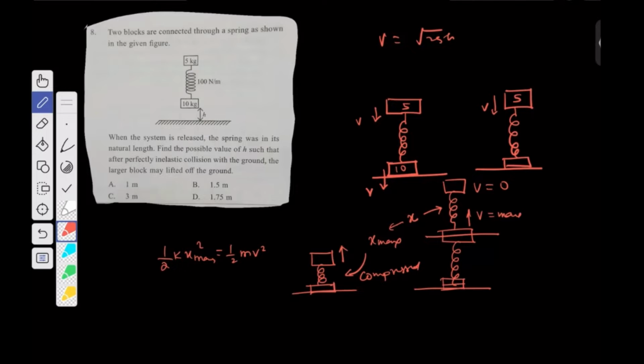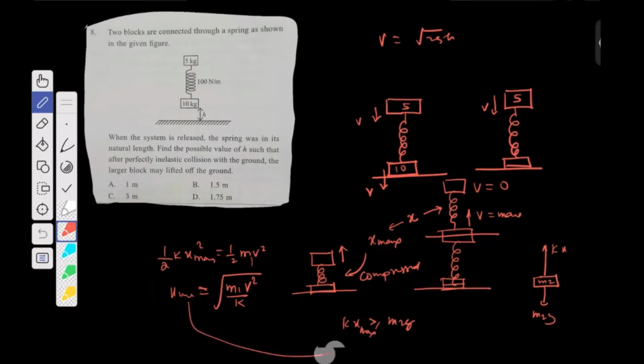At this moment, if this block is getting lifted, what forces act on the 10 kg? kx upward. Suppose the top block is of mass m1 and the lower block is of mass m2, with m2g acting down. For no contact between m2 and the ground, kx must be more than or equal to m2g, and x you can find, that is our x max. x max is equal to root over m1 v squared by k. So you plug in the value of x and you will get the answer, because we will be coming in terms of height only. Understood? Okay. Yes, sir.